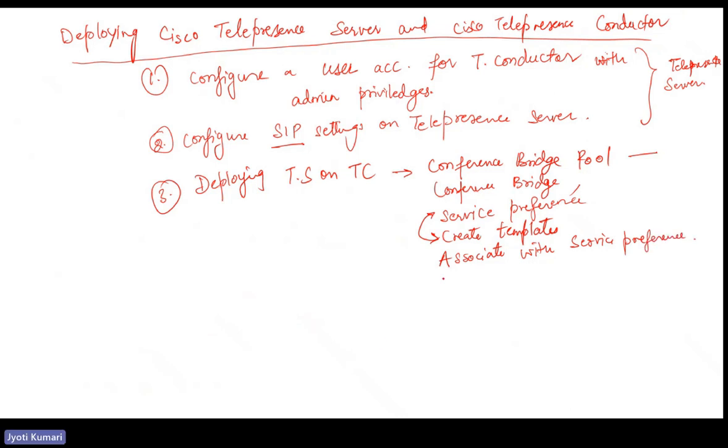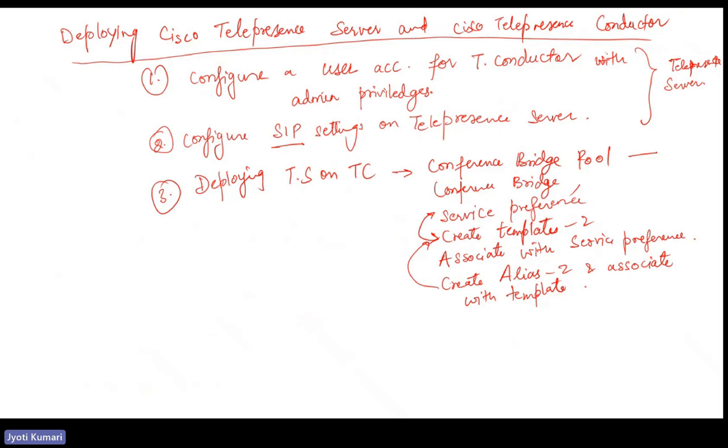Right? Once this is done, we need an alias to access these templates, for these templates and the services to work. So create an alias. Let's suppose we have two templates, then two aliases, one for each template, need to be configured and then associated with the templates, each one by one to each template. So one alias with one template, another with the other template. This is the next part of the configuration for deploying telepresence server and telepresence conductor.